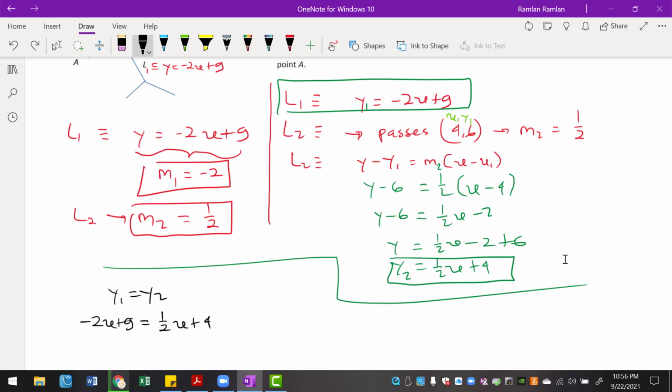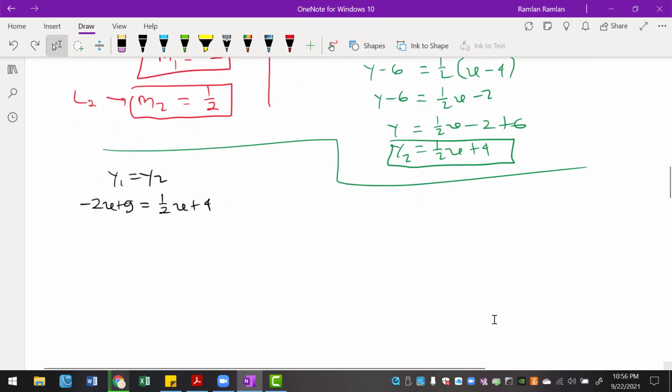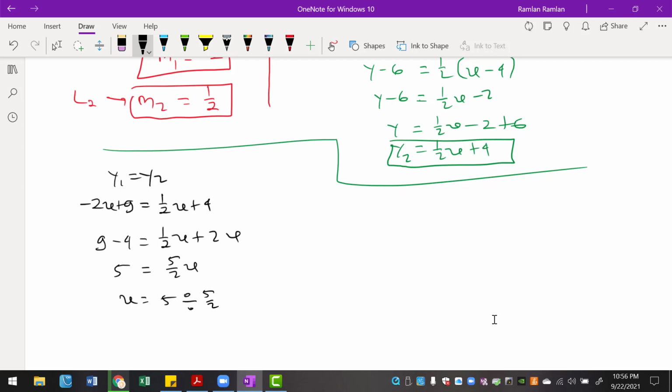Okay, so we only need to solve this for the value of x. I'm going to move the 1 over 2 x to the right side and 4 on the left side. So it's 9 minus 4 equals 1 over 2x plus 2x. 9 minus 4 is 5, and then that's going to be 5 over 2 x. So x is going to be 5 divided by 5 over 2, and that will be equal to 2.